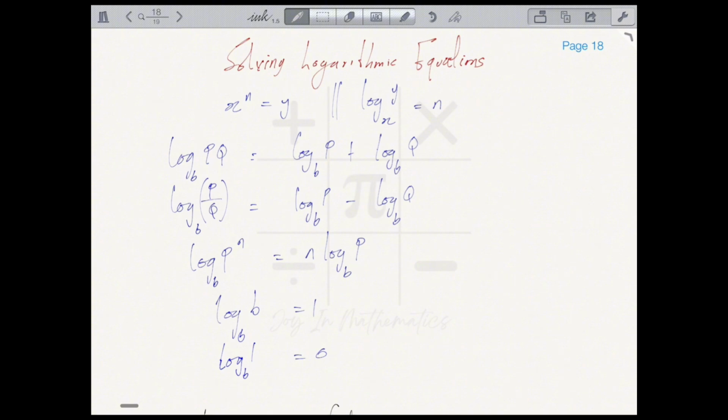So this line, x raised to the power n is equals to y, and the logarithm form will be log y to base x, which is equals to n. This shows the addition law, the subtraction law, the power law. Log to the same base and of the same number is equals to 1, and log of any base to a number 1 is equals to 0.